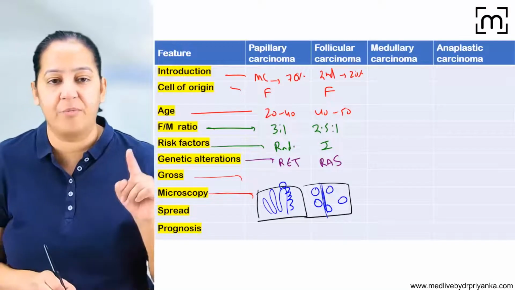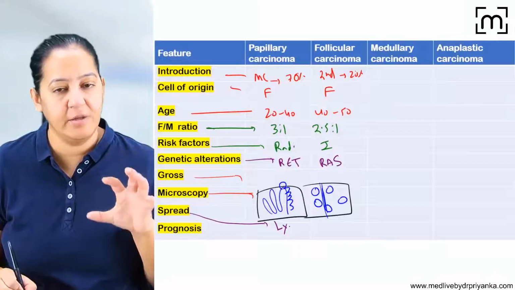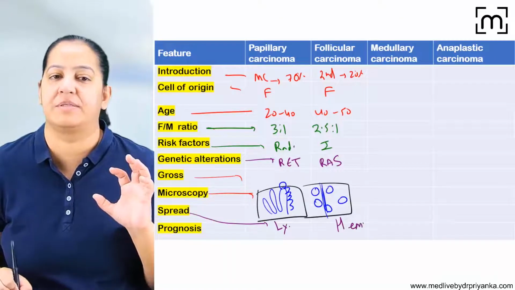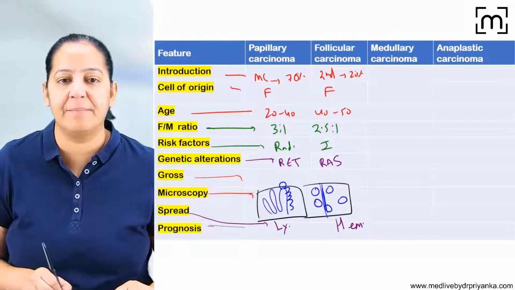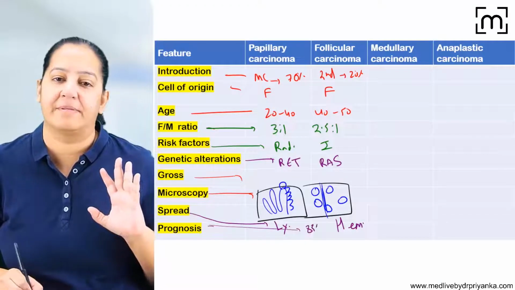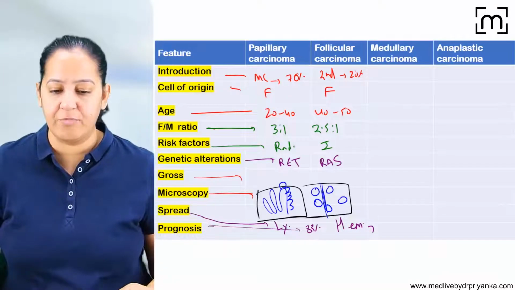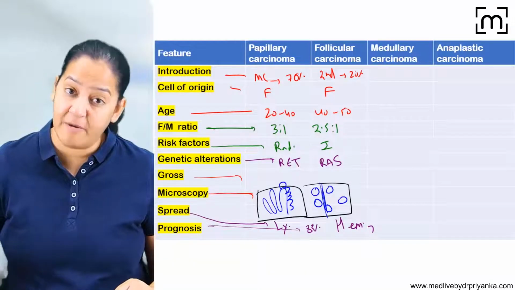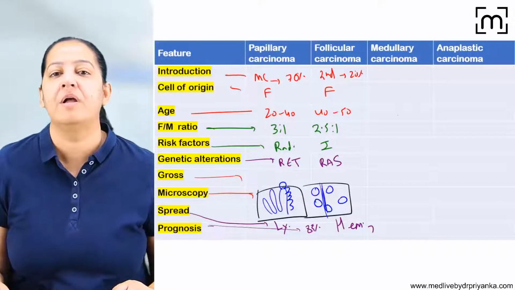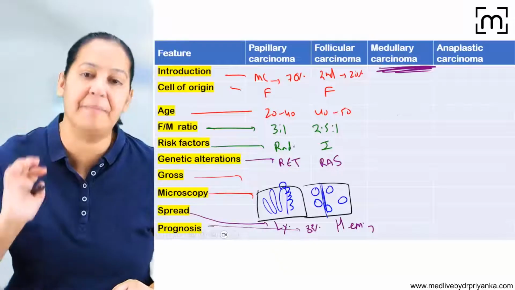Lymphatic spread, if you see for both of them, here it is more common lymphatic spread, and here the more common route of spread is hematogenous. Prognosis wise, papillary carcinoma has 10 years survival up to 85 to 95%, and this one up to 70%. So both of them have good prognosis, but overall papillary has a better prognosis as compared to follicular. Coming to the third one, medullary. This is how you have to learn, and it will stay in your memory permanently.